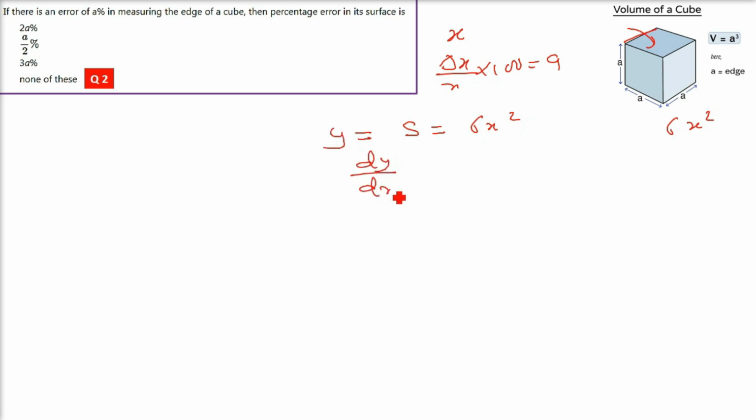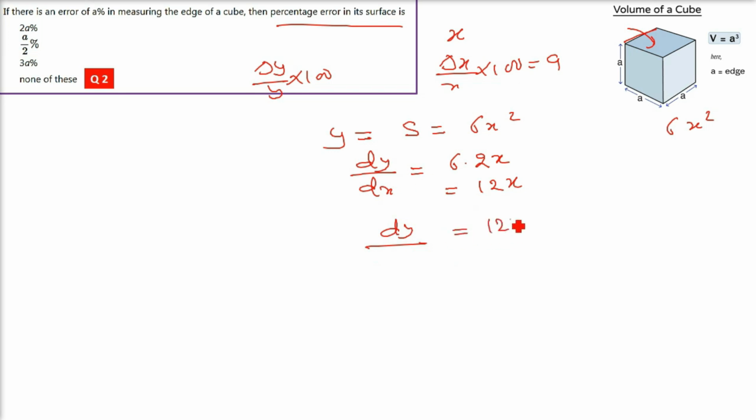dy by dx, differentiation, is going to be 6, and x squared will be 2x. So it will be 12x. dy by dx is 12x. Now we have dy by dx here. Y we have taken as surface area, x we have taken as the side or the length. So delta y by y into 100, that is what we are interested in, right? So dy is here. We have 12x on the right hand side.